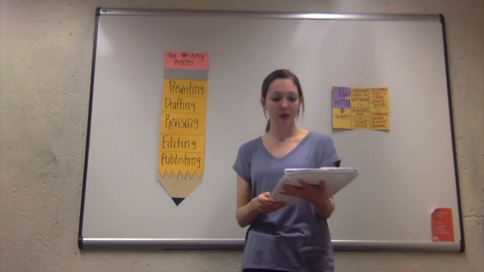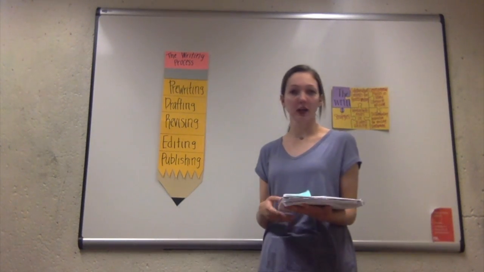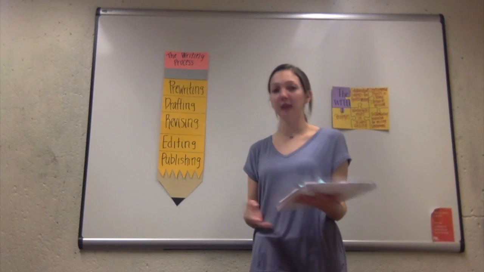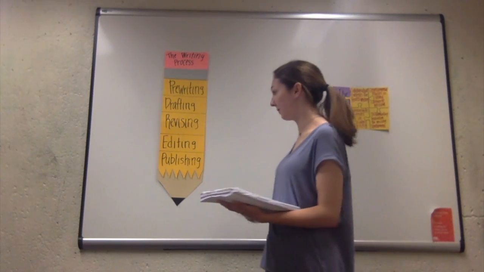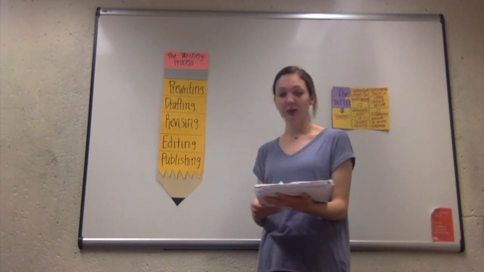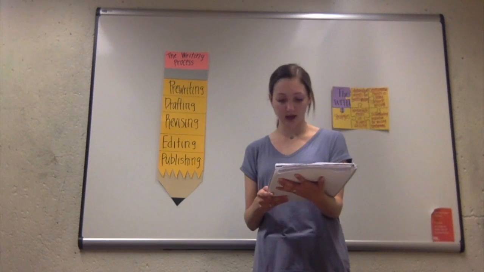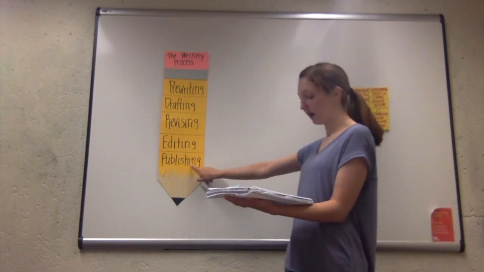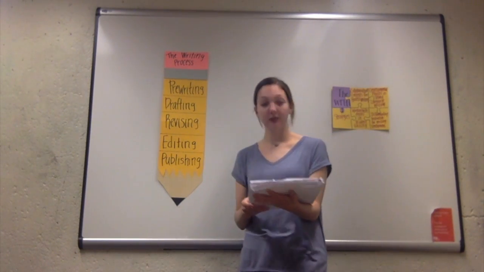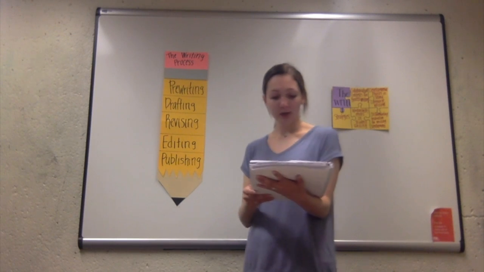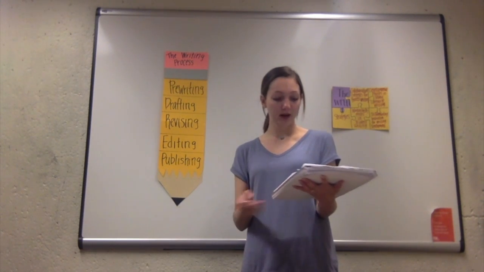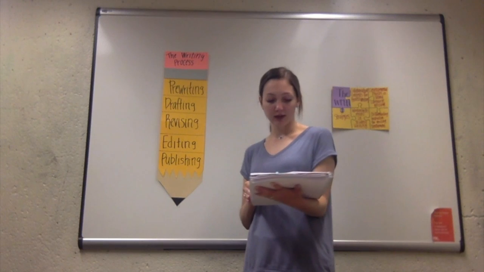This is where the paper is reviewed and considers the strengths and weaknesses as well as mechanical issues of the paper. The fourth step is editing. This is where the paper is corrected for spelling, grammar, punctuation, and mechanics. And the last step is publishing. This is where students finalize the paper and are able to share it with the class or their parents in a way that allows them to showcase their skills.